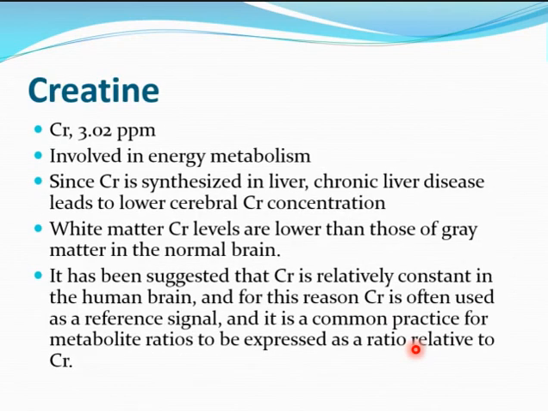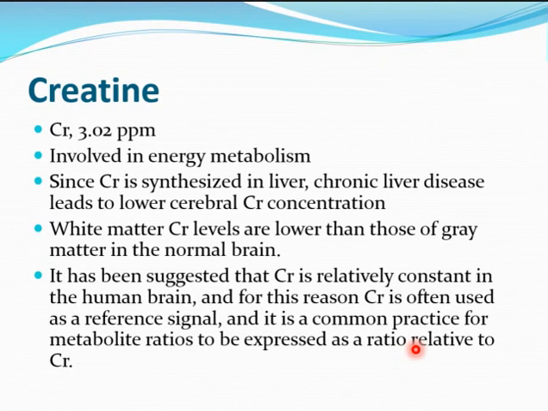Okay? Creatine, it's used in energy metabolism. Since creatine is synthesized in the liver, it's not synthesized in the brain. So chronic liver disease leads to low cerebral creatine concentration. Okay? White matter creatine levels are lower than those of gray matter in the normal brain. The voxel in the white matter will give you lower creatine than in the gray matter.